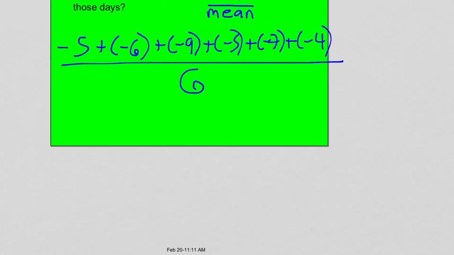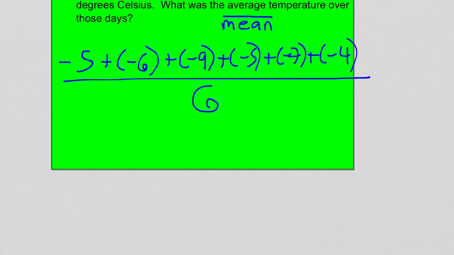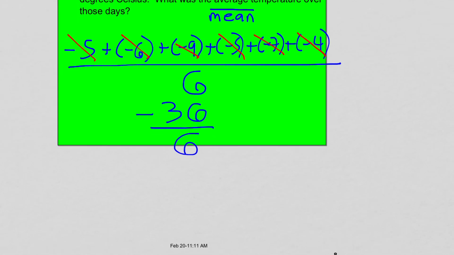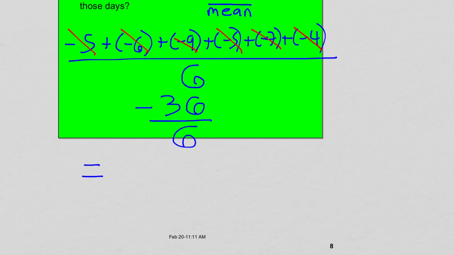And then what we might do to add these up is we'll add compatible pairs. So I see negative 5 plus negative 5 is negative 10. Negative 6 plus negative 4 is negative 10. That's negative 20. Negative 9 and negative 7 is negative 16. So negative 20 and negative 16 will be negative 36. And we take that total and we divide that by 6. And then that will get us our mean or our average.